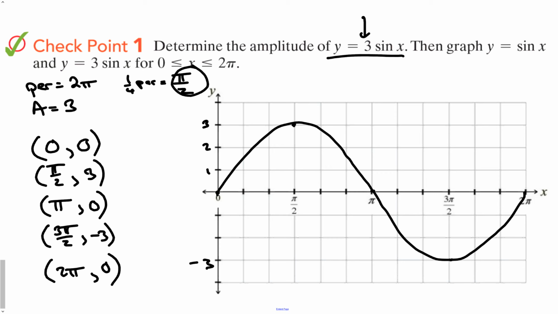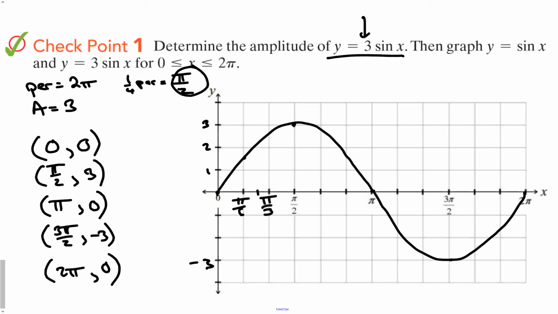Now, why don't we plug in pi over 6, pi over 3, and pi over 4? Why don't we plug all these things in? Well, they're not easy to graph. Pi over 6 would be 1/2 times 3, so it would be 1.5. Pi over 3 would be radical 3 over 2, 0.86 times 3. So these would really not be numbers that are easy to graph. So we're going to just stick with the 5 key points, and we're not going to make this crazy on ourselves.